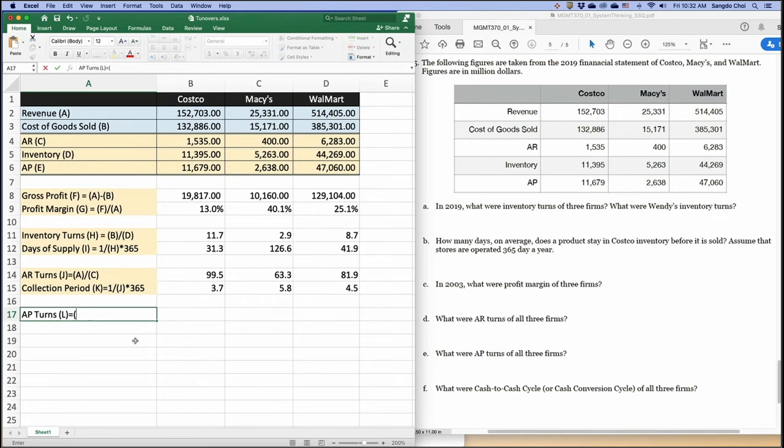And we have to use cost of goods sold, and we have to use AP. Cost of goods sold is business speed, and AP turns is the average number. So that's why we have this.